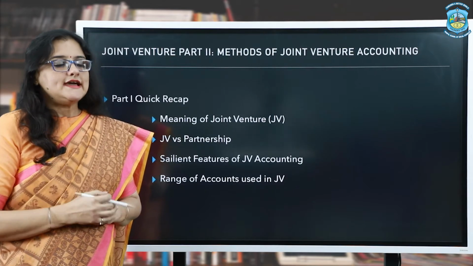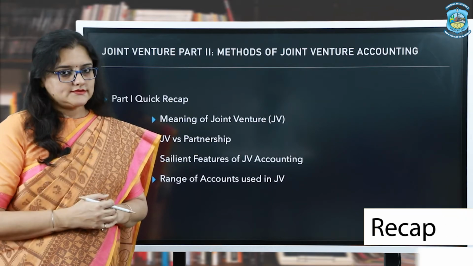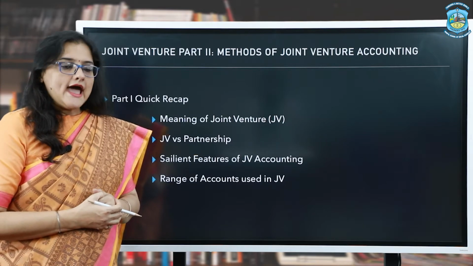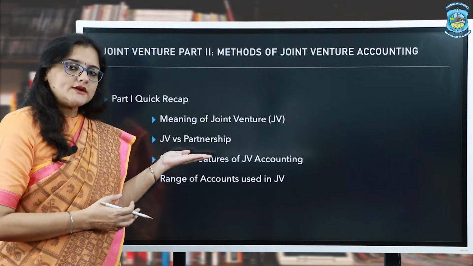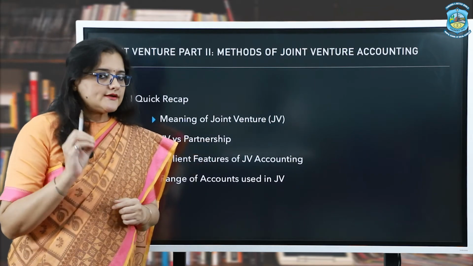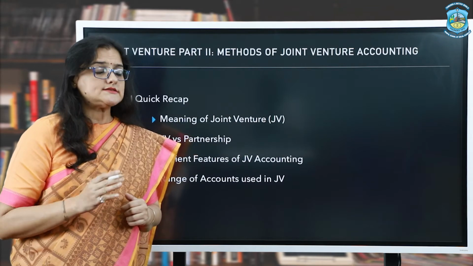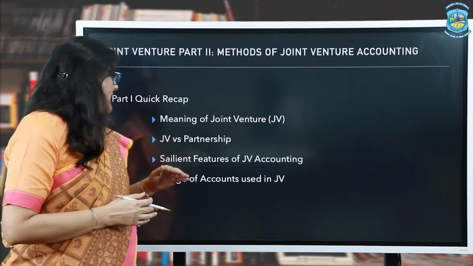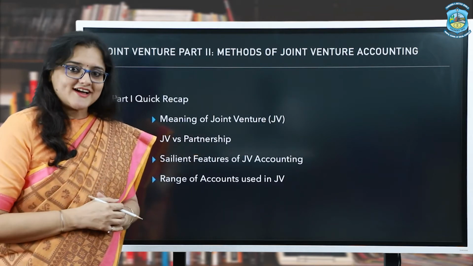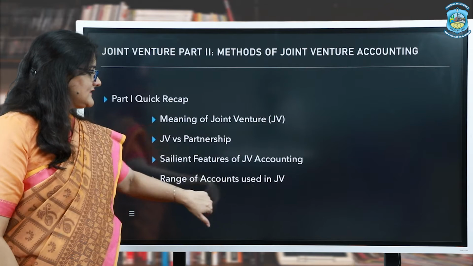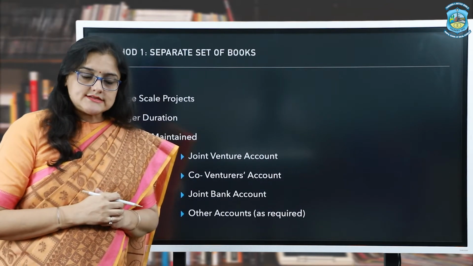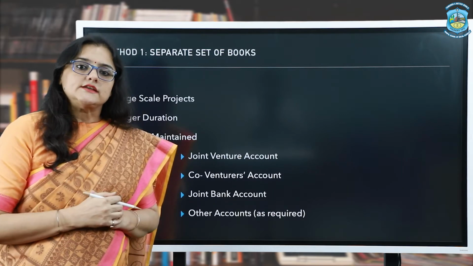Before proceeding further, it's time to take a quick look at what we have learned so far. In the previous video, we have talked about the meaning of joint venture, and we have spoken about the comparison of joint venture with partnership. Then we have highlighted the salient features or the peculiar characteristics of joint venture, which makes it a different segment of accounting. And then we have talked about the accounts that are used in doing the joint venture accounting. Alright, so we stopped at the methods that are to be followed in doing the joint venture accounting.